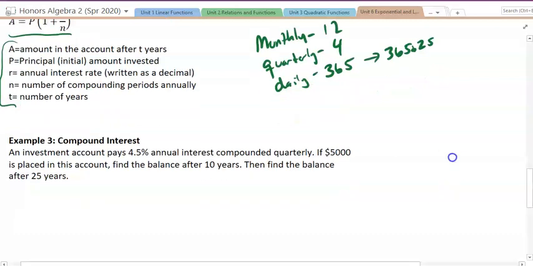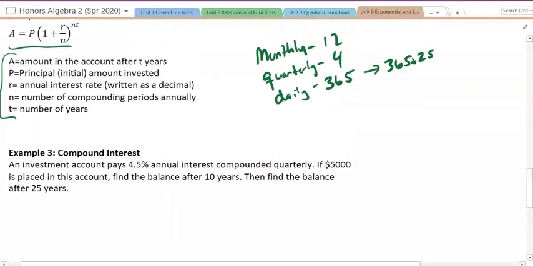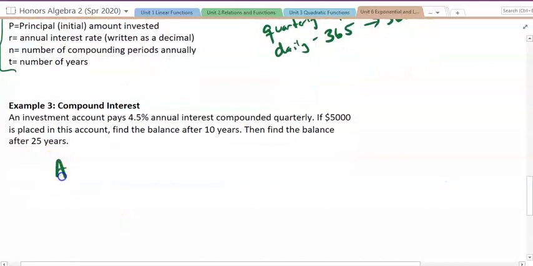Okay, so let's look at this example here. An investment account pays 4.5% annual interest compounded quarterly. If $5,000 is placed in the account, find the balance after 10 years, and then find the balance after 25 years. And so we're going to use our formula: A is equal to P times (1 plus r over n) to the nt power.